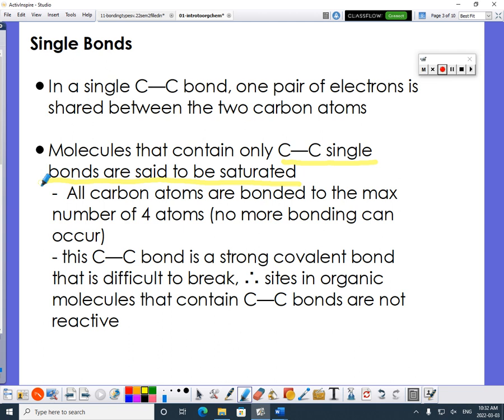This matters because when we talk about reactions, the carbon-carbon single bond is very, very strong and very difficult to break. When you used those model kits, I encouraged you to use the shorter ones that were tougher because that represents a tough single bond. Double and triple bonds, using those bendy long ones, are easier to break, and that's why they're a little bit bendier.